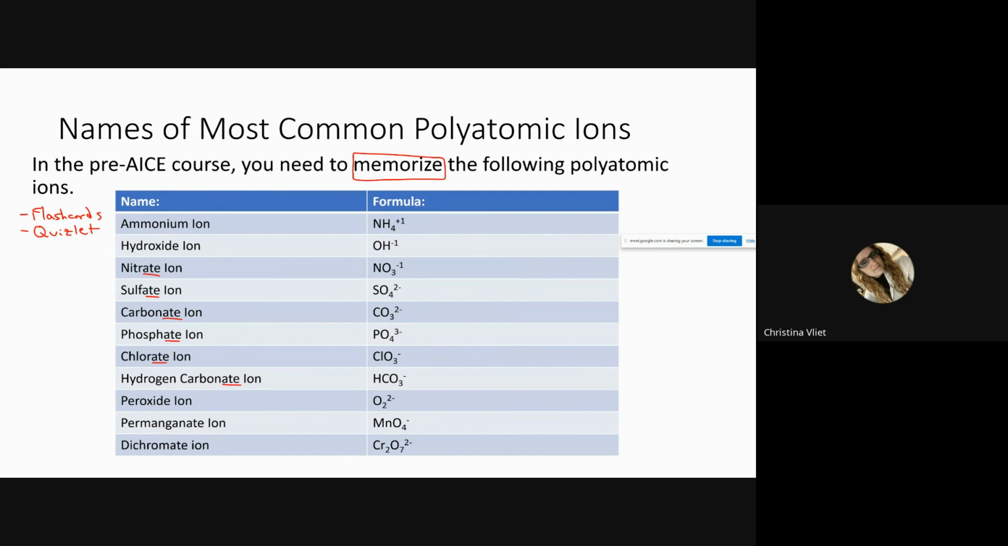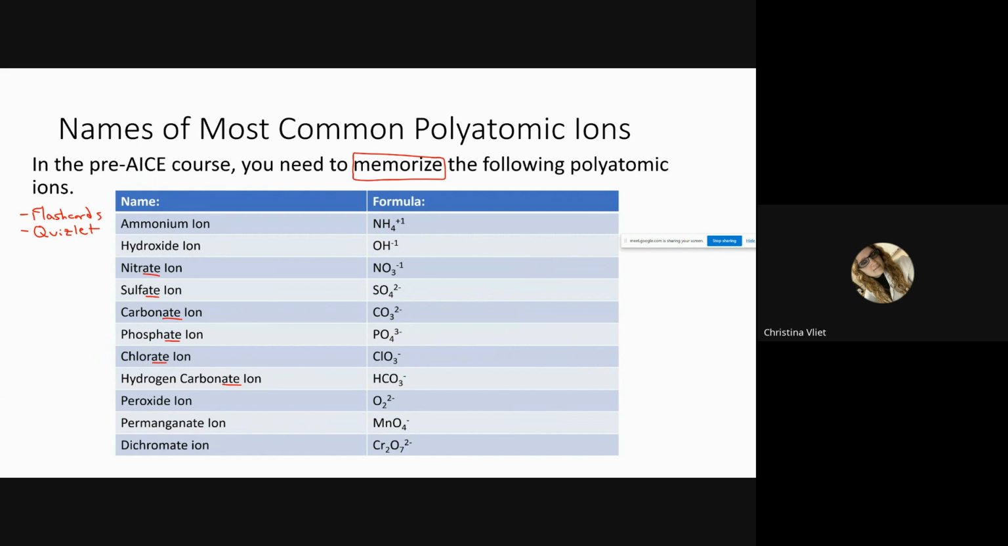All right, so we've got 1 phosphorus, 4 oxygens, and 3 minus charge. That's phosphate. And so you'll see there's some that are interesting here that you may recognize. Have you ever heard of peroxide? Anybody ever heard of peroxide? Can you tell me where you've heard of it?